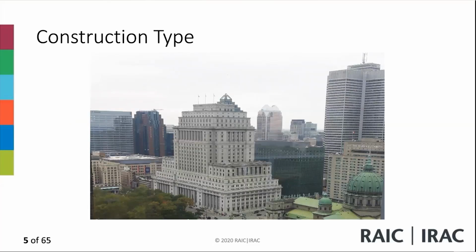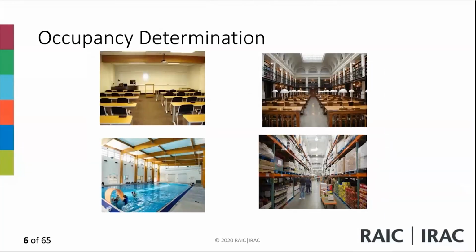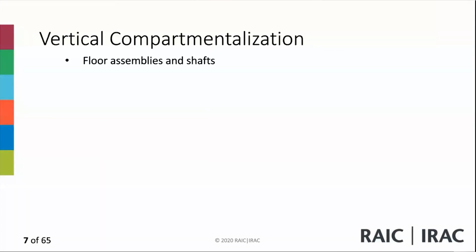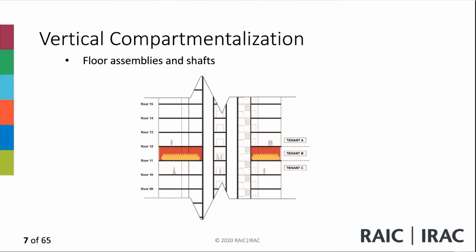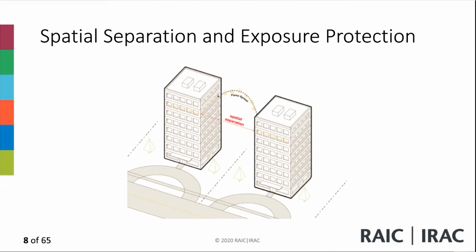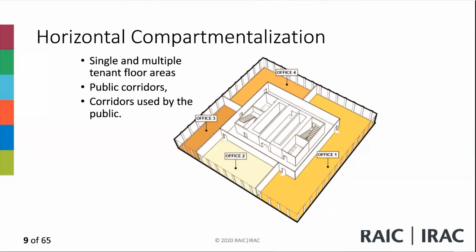So we went into the construction type. We determined the construction type of the building. We know the major occupancies. We know the subsidiary occupancies in the buildings. They are not major occupancies, but they do coexist with the major occupancy. We looked at vertical compartmentation for floor assembly ratings, shaft ratings. We looked at spatial separation requirements. There are specific requirements for the cladding, exterior walls, and the area of unprotected openings that are allowed.